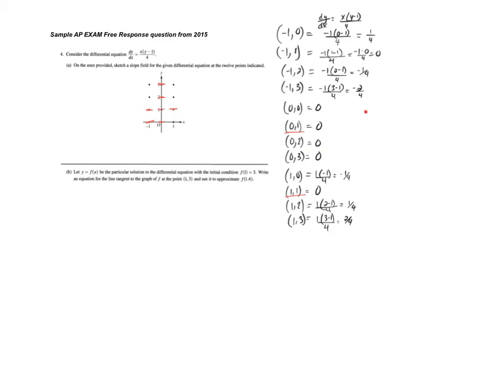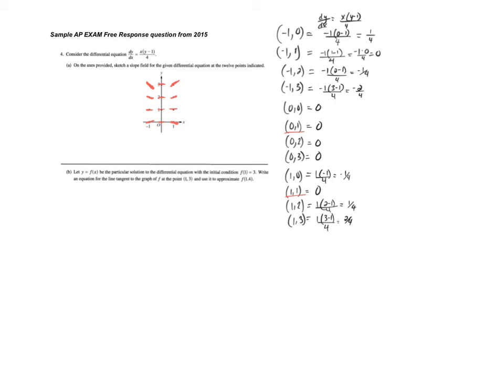Okay, now I've got the rest of the slopes computed. At (-1, 2) we have a slope of -1/4, and at (-1, 3) up here, we have a slope of -2/4, or -1/2. So I can draw those in: -1/4 is just slightly negative, and -1/2 is a little bit more negative, something like that. At (1, 0), we have a slope of -1/4, so we make that slope there. And then we've got slopes of +1/4 and +1/2.